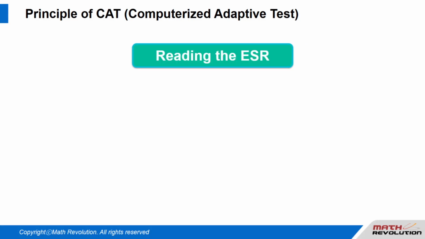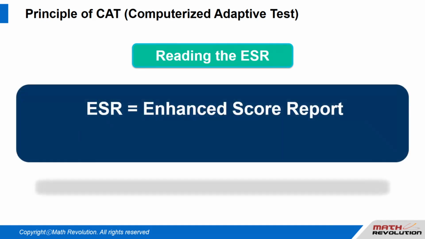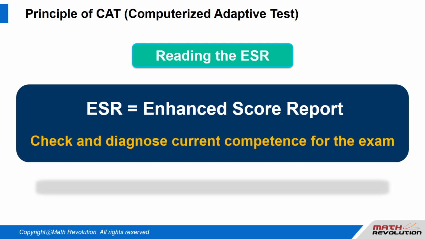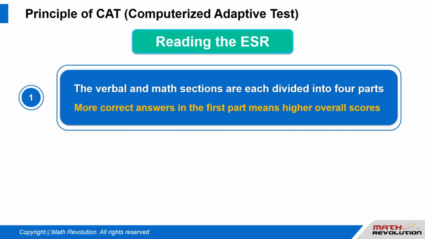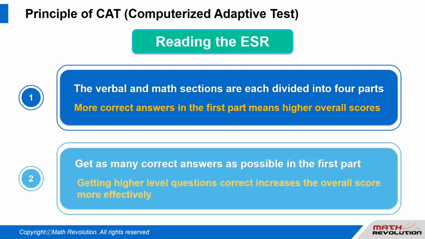Reading the ESR. After taking the GMAT, students receive the option to receive the ESR, Enhanced Score Report. To check and diagnose the current competence for the exam, students should take advantage of the information provided by the ESR. 1. On the ESR, the verbal and math sections are each divided into 4 parts. If students have more correct answers in the first part, they usually have higher overall scores. 2. Therefore, students should get as many correct answers as possible in the first part.